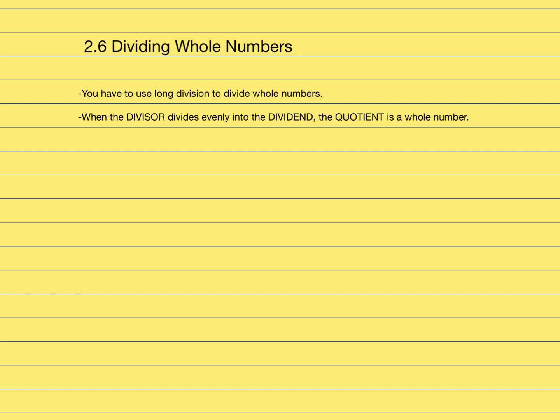2.6, dividing whole numbers. So the first two things that you need to understand about dividing whole numbers is that you have to use long division to actually divide the whole numbers. And when the divisor divides evenly into the dividend, the quotient is a whole number. So I'm going to show you what those two things look like real quick.